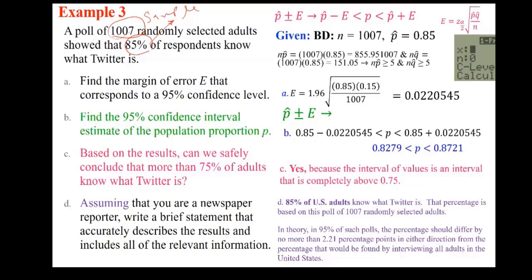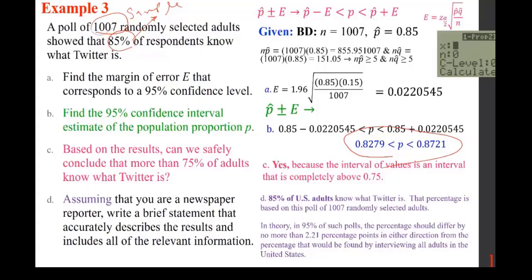The way you write it, there are really two methods that are correct. This is one, and the other one is that we are 95% confident that this interval actually contains the true proportion of adults that know what Twitter is. We are 95% confident that the interval of 82.79% to 87.21%. The next thing we want to look at is a slightly different example.